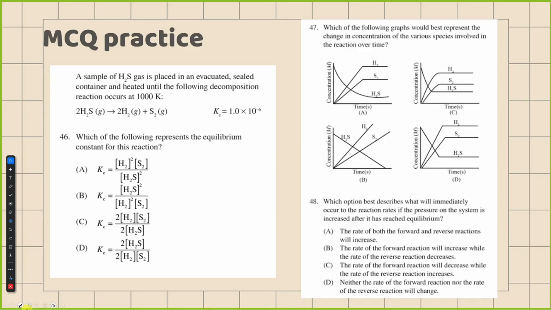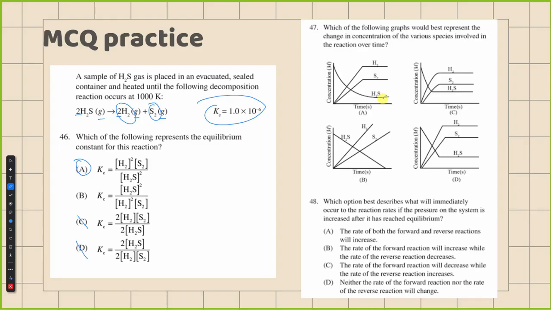Okay, a sample of H2S gas is placed in an evacuated sealed container and heated until the following decomposition reaction occurs at 1000. Kc is kind of small here, so it's a reactant-favored reaction. Which of the following represents the equilibrium constant? Everything's a gas, so everything should be included. So it's products over reactants, each raised to the power of its coefficient. So looks like A, C, and D are out, and yeah, these ones are switched.